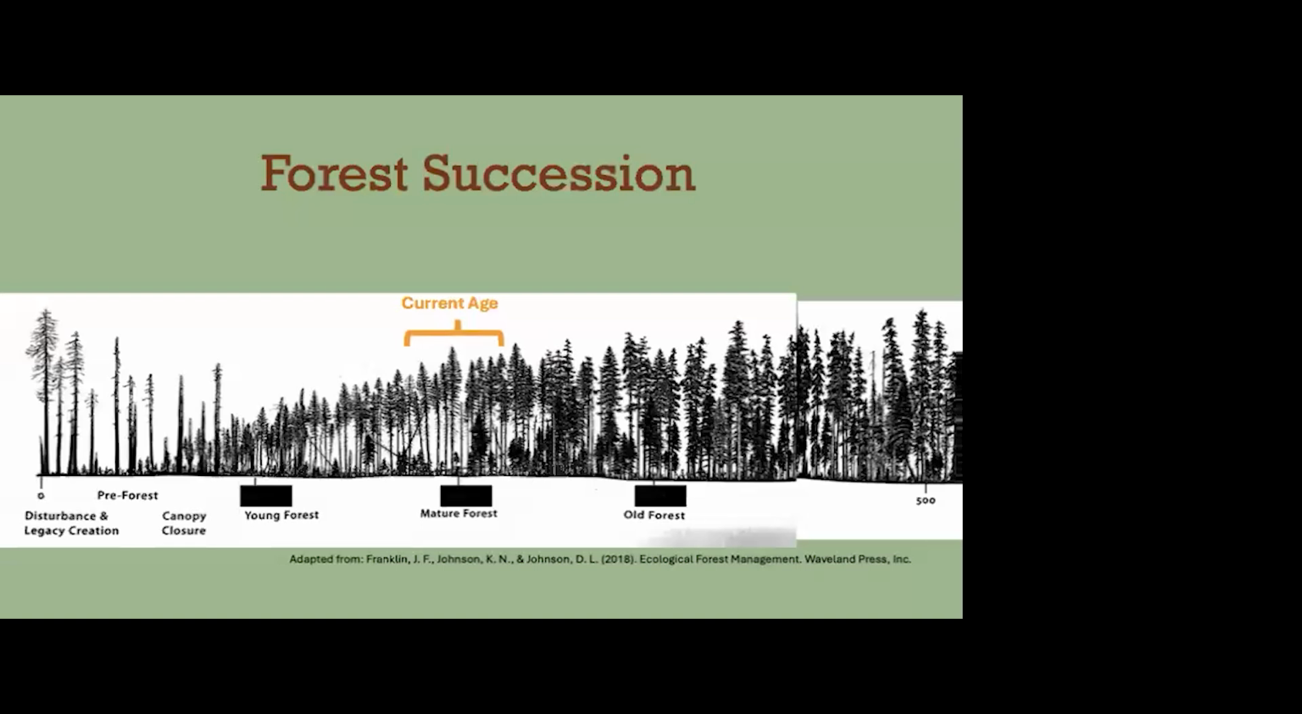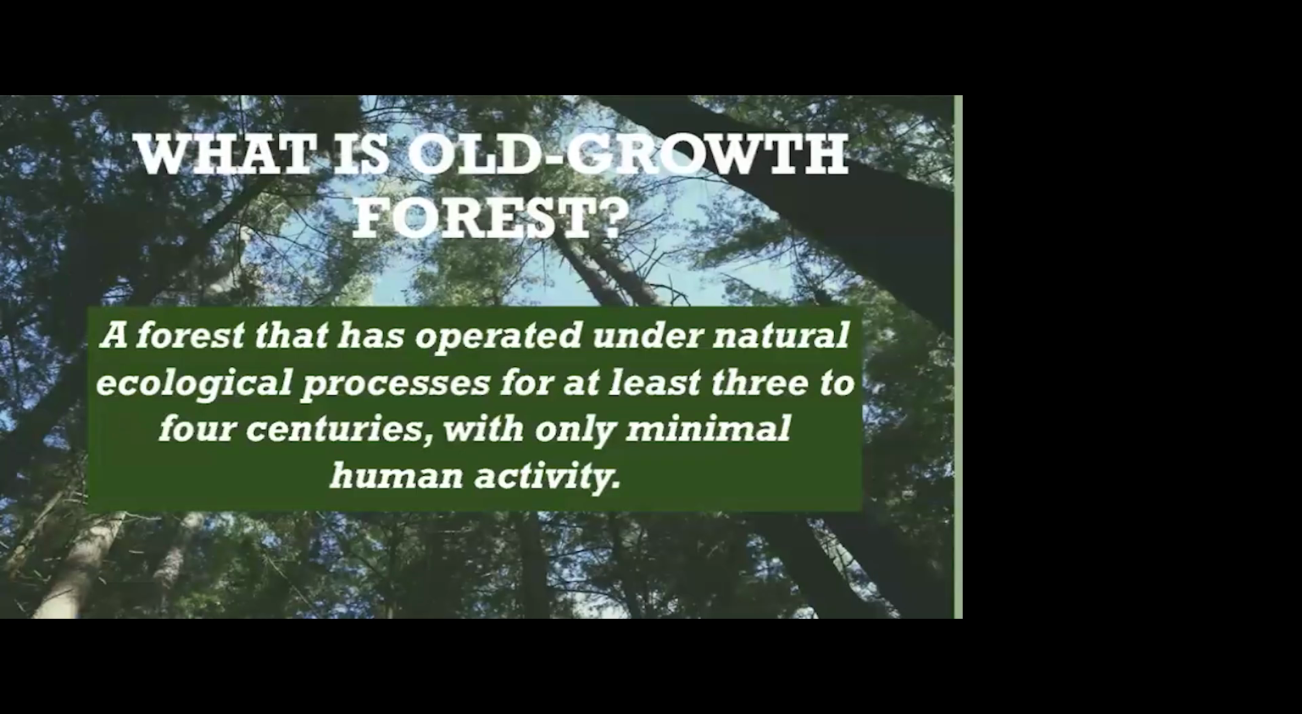This is a diagram of forest succession. And you can see on the left, pre-forest, young forest, mature forest, old forest, and really on the right is old growth forest. And where we are is approaching maturity, but certainly not old forest yet for most of our forests. And what is an old growth forest?